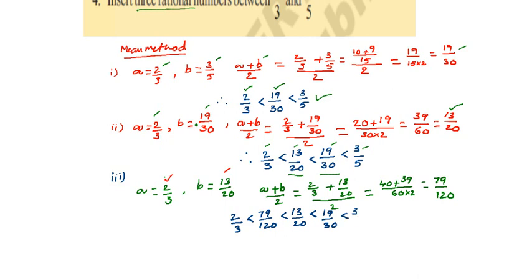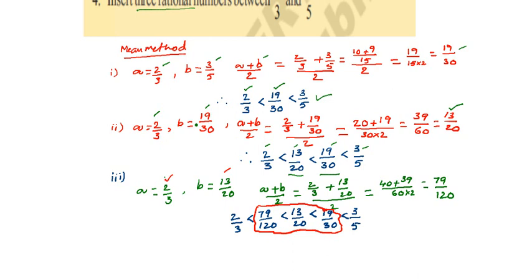Finally, here you may observe how many rational numbers are inserted between 2 by 3 and 3 by 5. Those are 79 by 120, 13 by 20, 19 by 30. In this manner, we may find the required rational numbers between two given rational numbers. Already we know there are infinitely many rational numbers between any two integers or any two rational numbers.